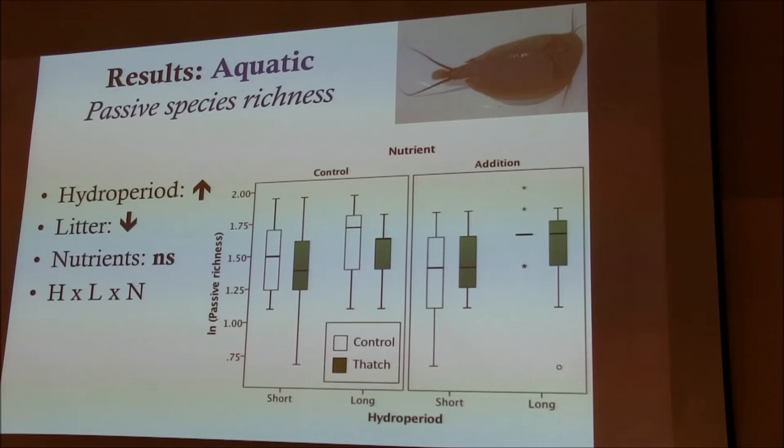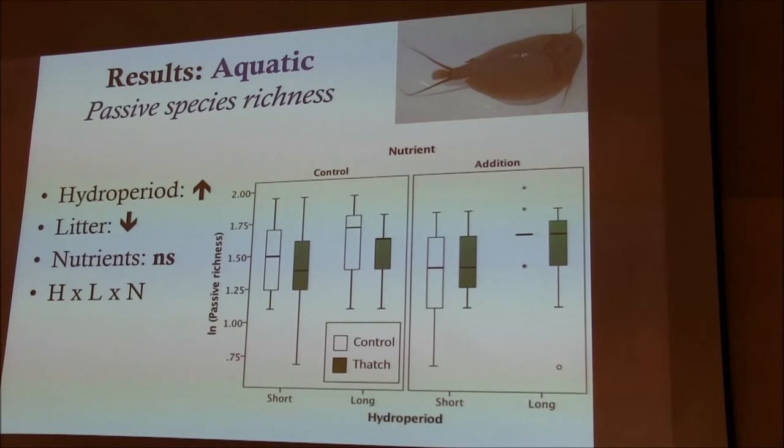Okay, so you're going to see a series of figures like this. Along the x-axis, we have short and long hydroperiod, and the figures on the left are control for nutrients, on the right, nutrient addition. The white bars are control for thatch, and the green bars have thatch added to them. This is for the passive species richness. These are fairy shrimp, tadpole shrimp, copepods, and so on. What I found was that, of course, species richness increased with hydroperiod, but decreased with litter addition. And that's not too surprising.